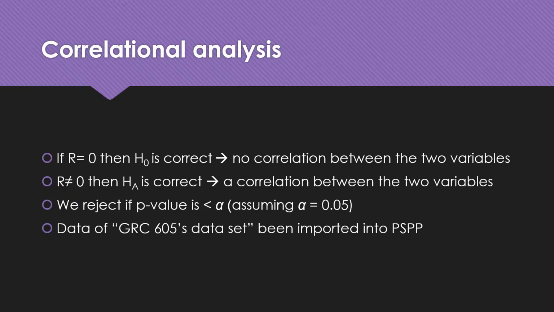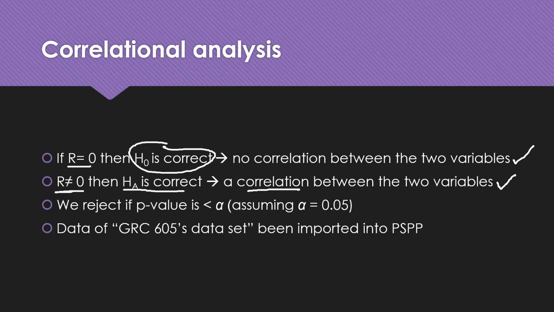Okay. So first of all, what is correlational analysis? Simply, if R is equal to 0, then the null hypothesis is correct. That means there is no correlation between the two variables. The second case, if R is not equal to 0 and it's between -1 and +1, then the alternative hypothesis is correct, meaning there is a relation between the two variables.